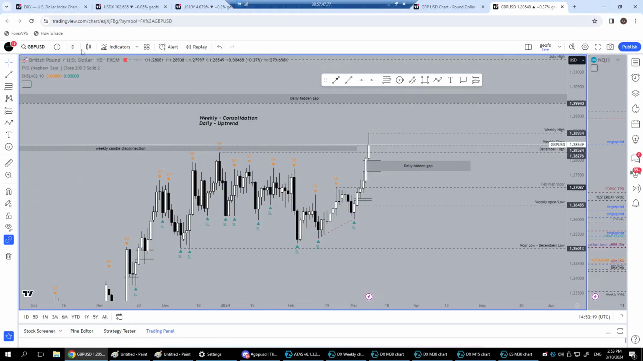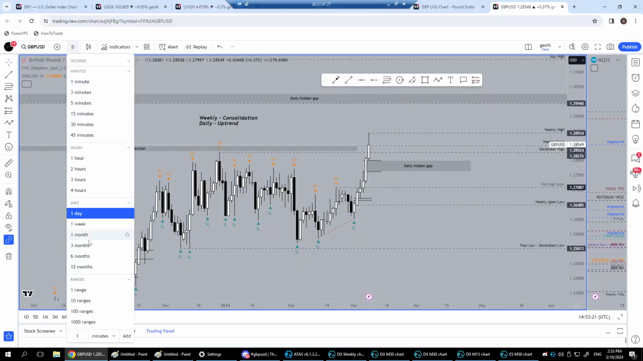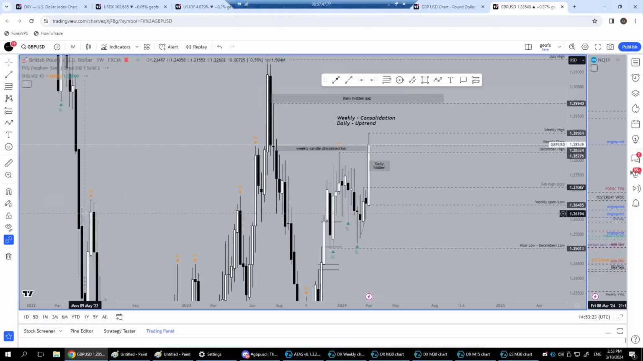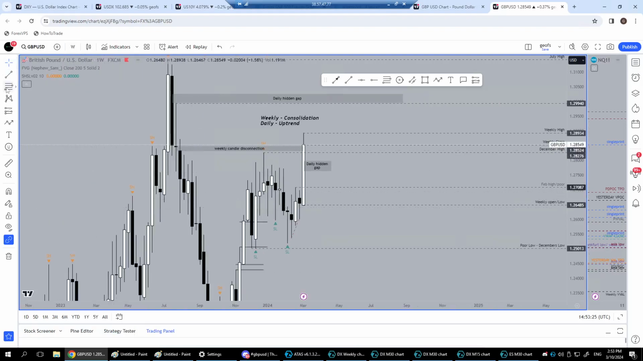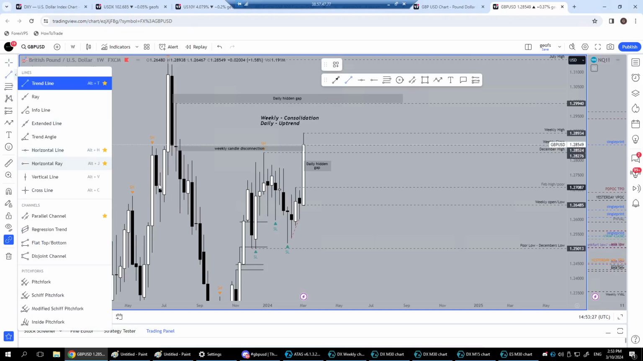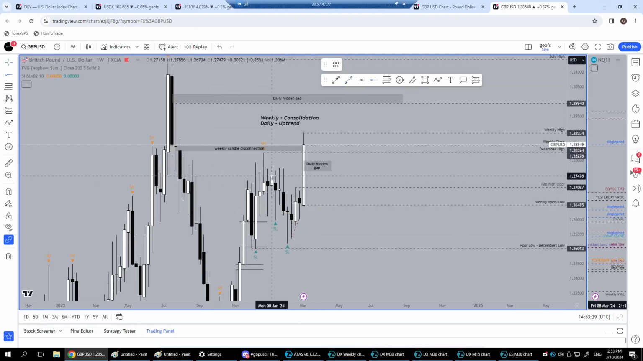So that's why we look at opens and closes and stuff. So we should note some other weekly opens and closes that are nearby.